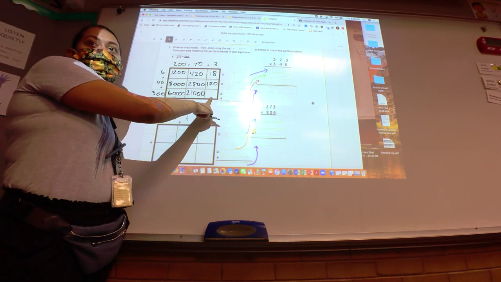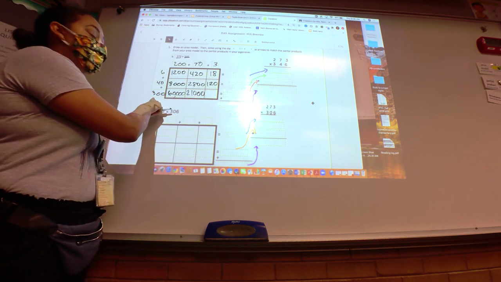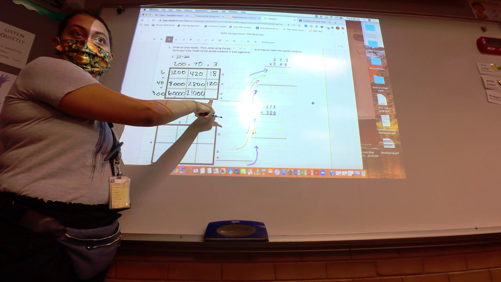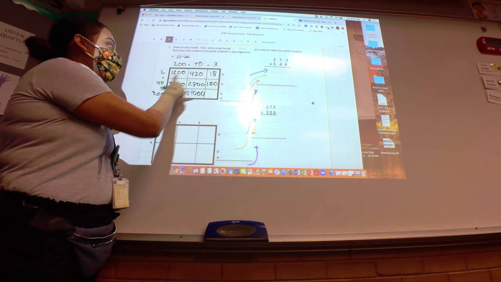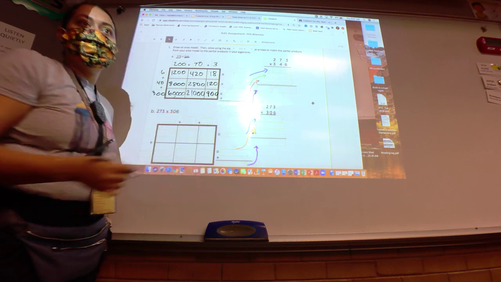Okay, last multiplication one. So now here we have 300 times 3. So we know 3 times 3 is 9. Good. 100.